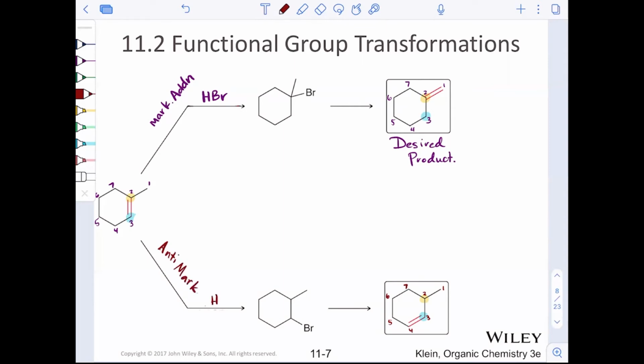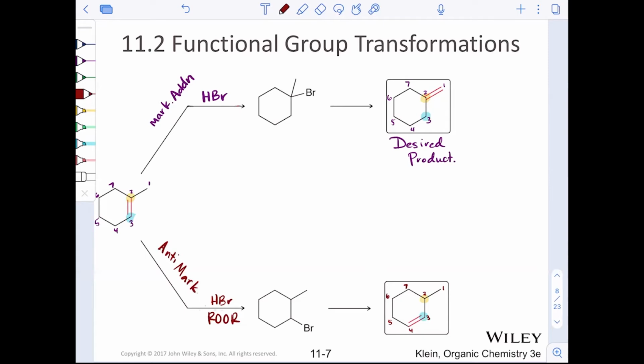And that's with HBr and ROR, a peroxide. All right. So be very aware of these two ways to add a halogen, add a good leaving group, and make sure you're noting what they do differently so that you can utilize them appropriately.